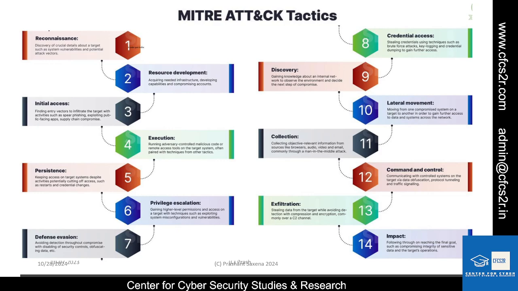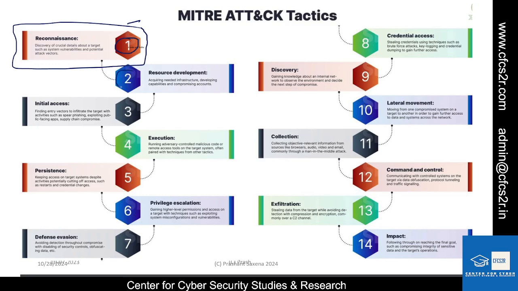The first step is reconnaissance. If you remember from my initial slide, the first step is reconnaissance. Reconnaissance means discovering crucial details about a target, such as a system vulnerability and a potential attack vector. It means somebody is trying to scan your systems: what open ports, what services, and what applications you are running, what vulnerabilities are in the applications, and how these could potentially be exploited. So the first phase is reconnaissance.